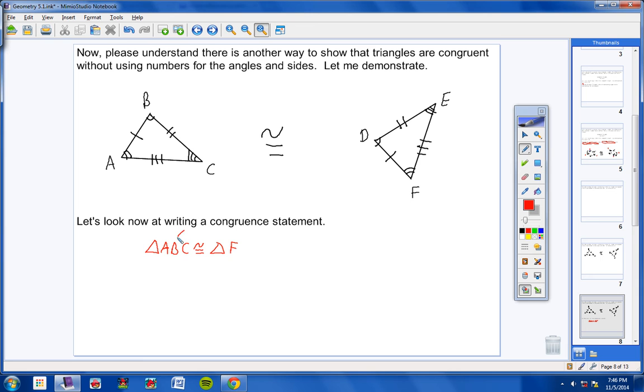Second was B. How many marks does B have? 1. So which angle over here has 1 mark? D. So next would be letter D. And then obviously the only letter left over here is E. Okay? Now I want you to try one on your own. It doesn't matter how you write the first triangle. Let's just put triangle, I don't know, BAC.